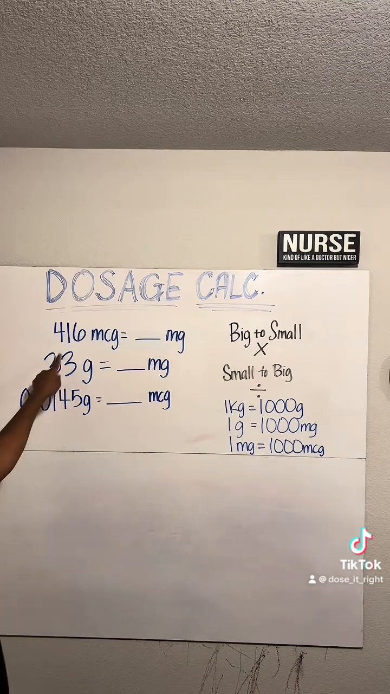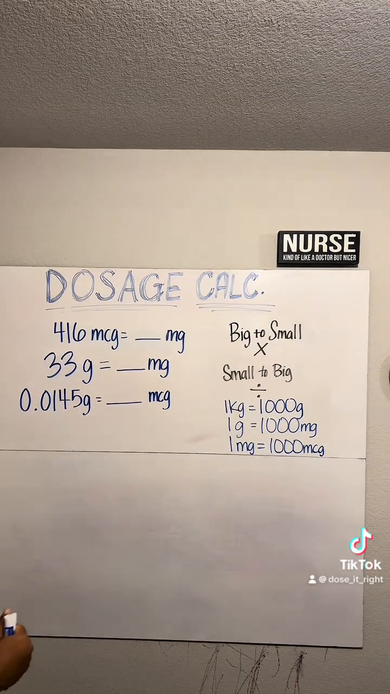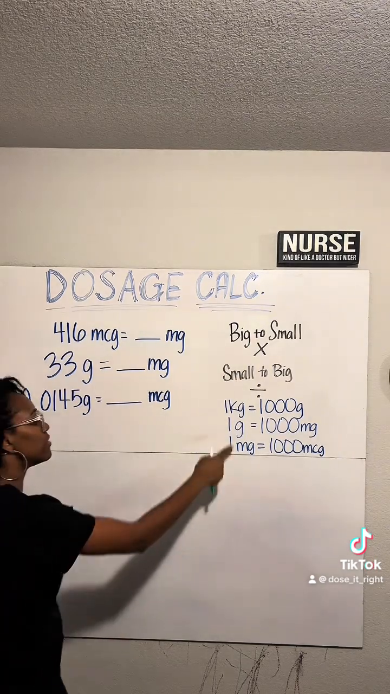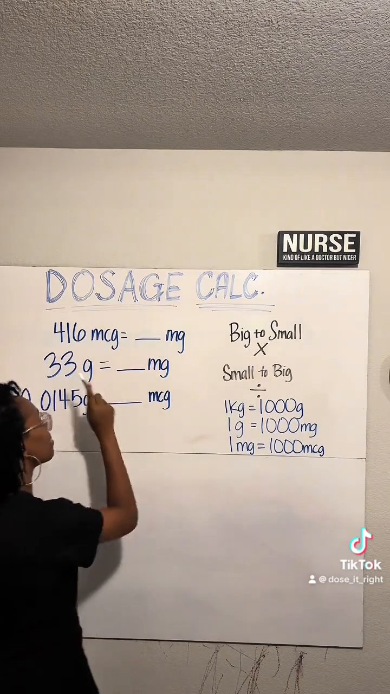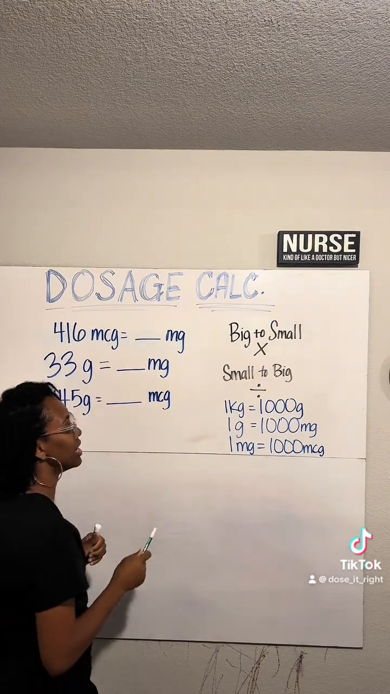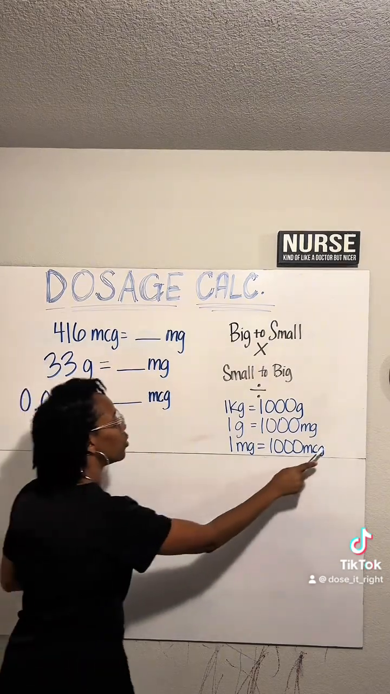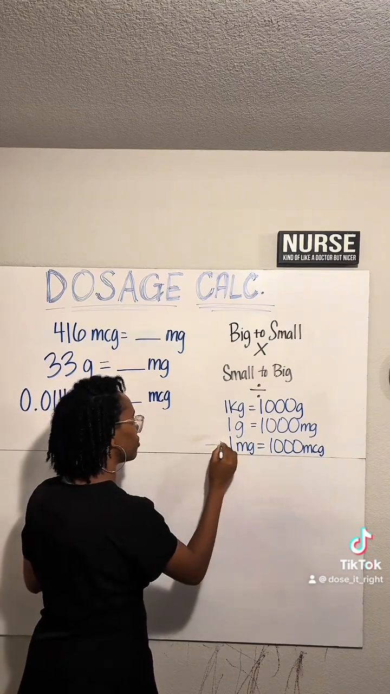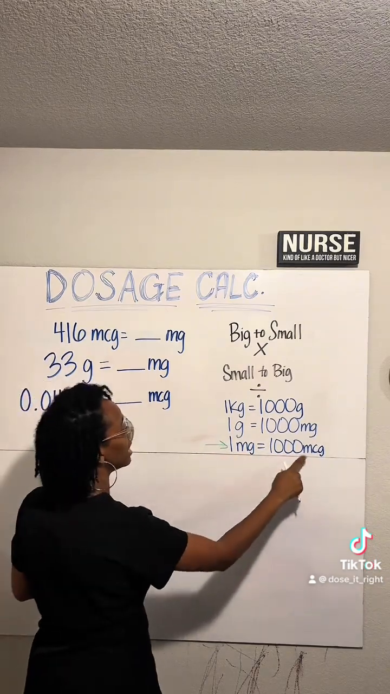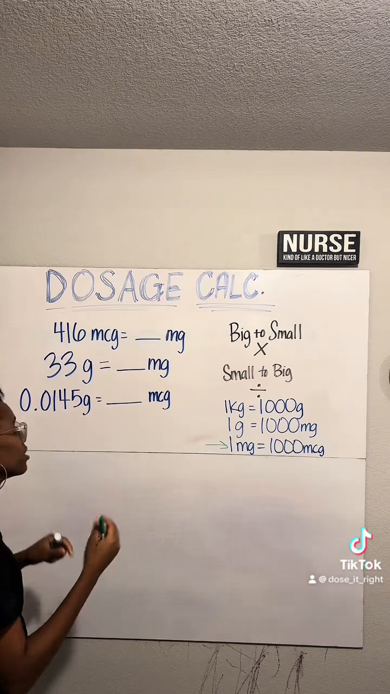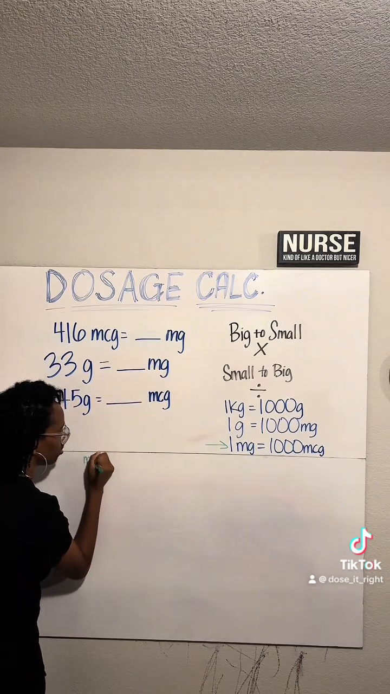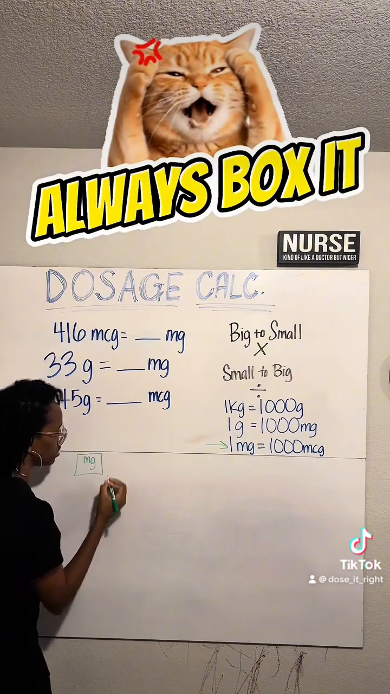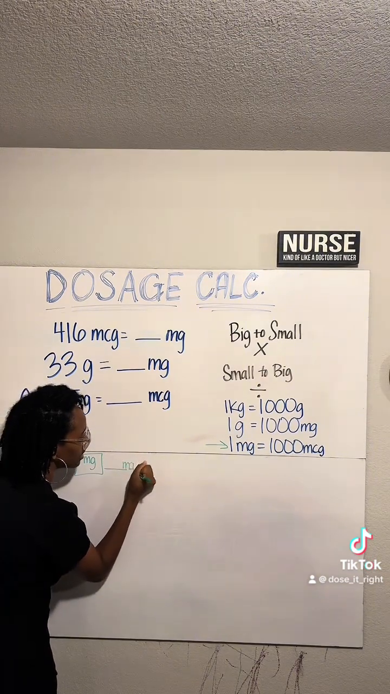So our first problem says 416 micrograms to milligrams. So which one of these conversions do you think we're going to be looking at? We have to get something that has micrograms and milligrams in it, because that's what we're dealing with. So we will be looking at this conversion right here. Milligrams is in it and the micrograms is in it. So let's do our dimensional analysis. We are looking for milligrams, so let's go ahead and write milligrams first. And milligrams have to go on top.